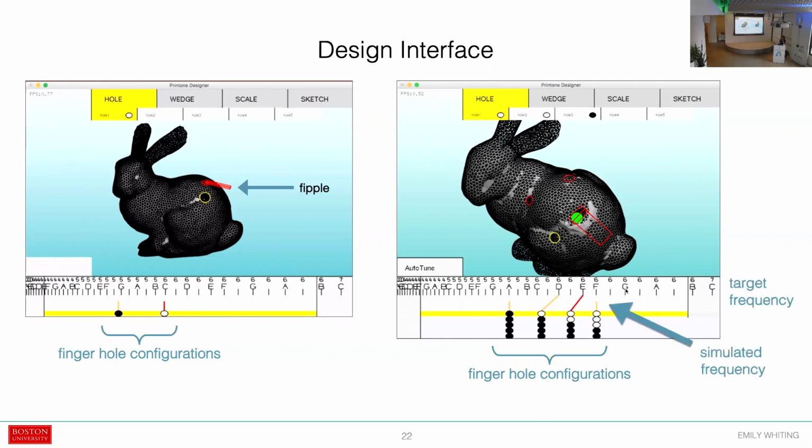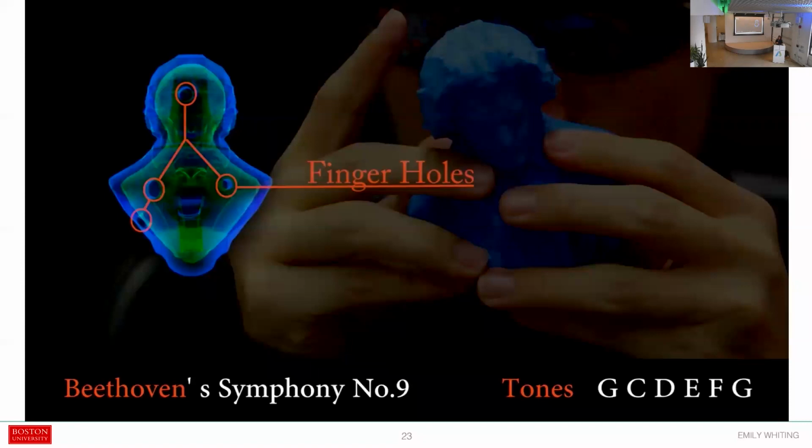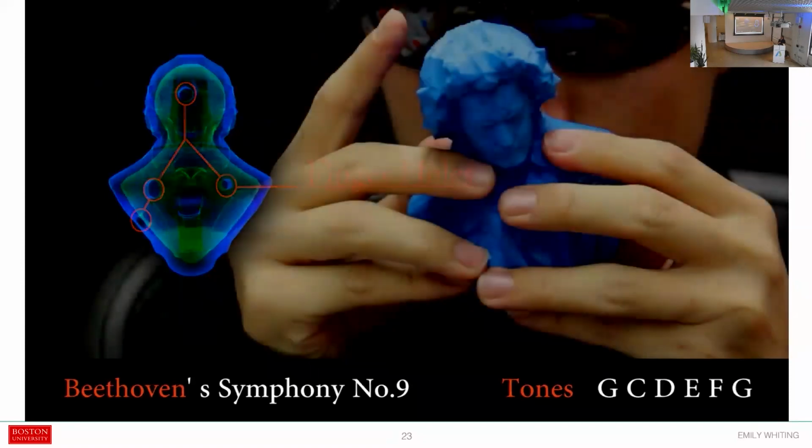We show that you can also provide a mapping between where the actual simulated frequency is and where you'd like it to be, so a target. And by doing some sensitivity analysis of changing the size of the holes, we can also do some automatic manipulation to try to meet the target. So here we have another example.